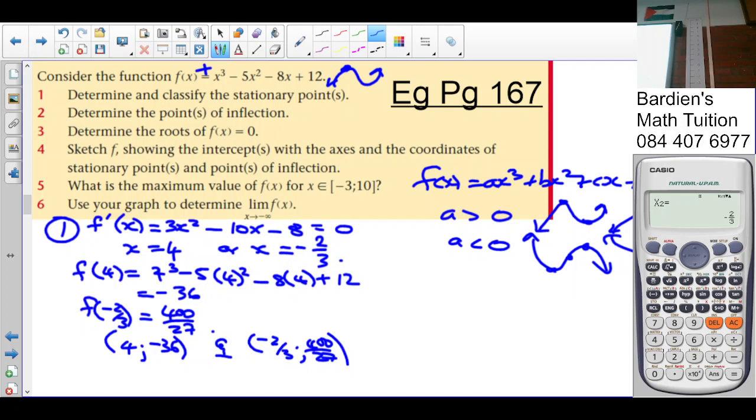So which one of the two is the maximum? Where x is 4, x is negative 2/3. Which one comes first? You're saying x is 4 and then negative 2/3? Or you're saying negative 2/3 and then 4? Negative 2/3 comes first, not so? So this is going to be our local maximum, and this is your local minimum. There we've classified it. You all okay with that? Yes?